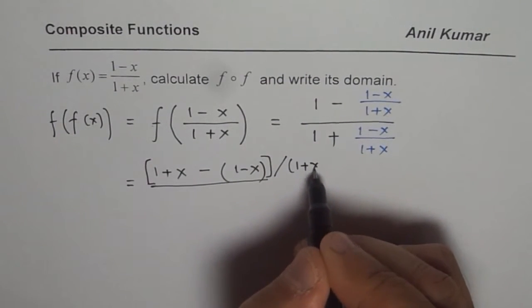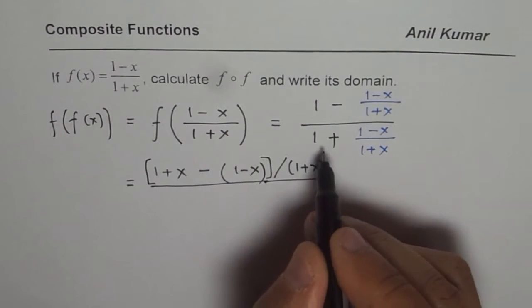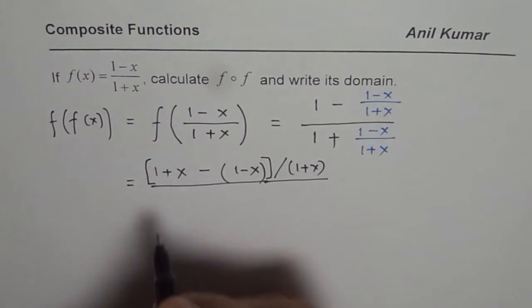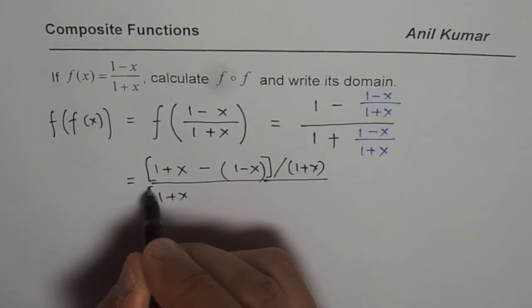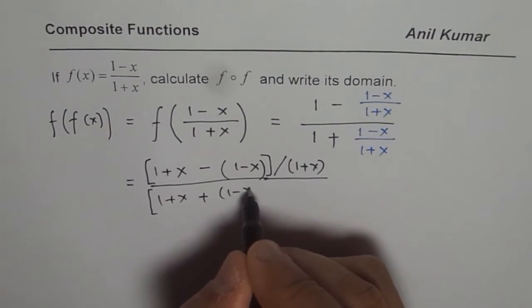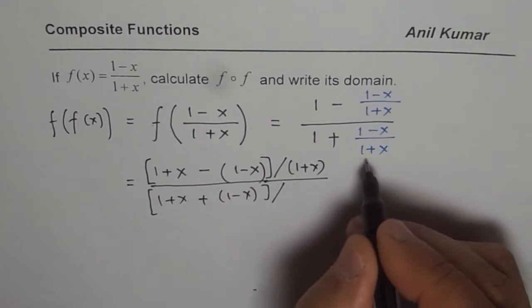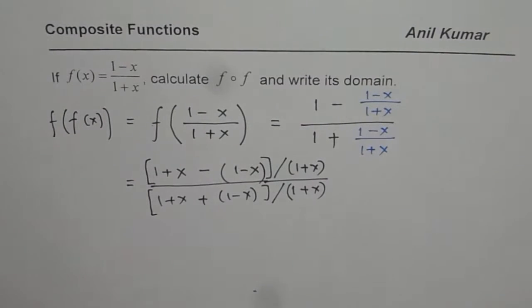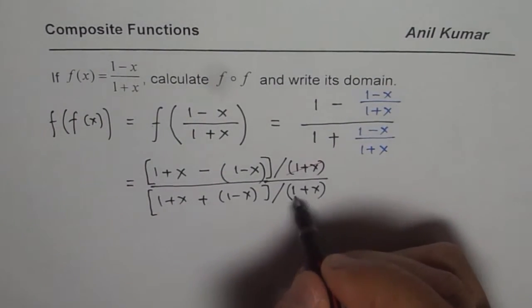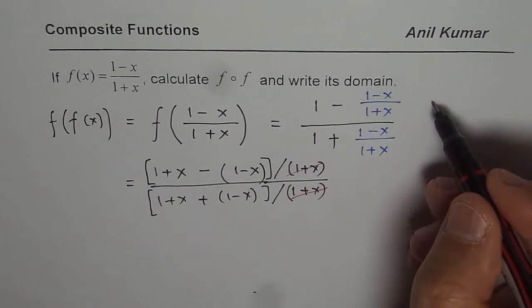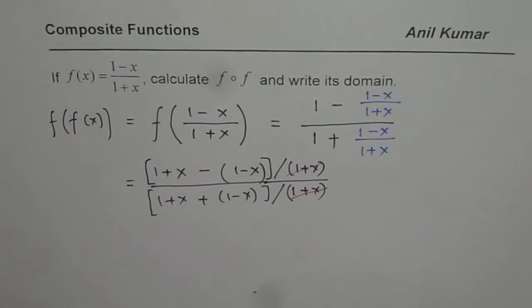Think like this. It'll be easy, right? Same is the case with the denominator. I'll multiply 1 by 1 plus x. So I get 1 plus x, again in square brackets, plus 1 minus x, and all this is divided by 1 plus x. If you write like this, it's very clear that they cancel out. Perfect, right? You could also write this division as multiplication, so it will flip and then you can cancel. Either way, it is good.